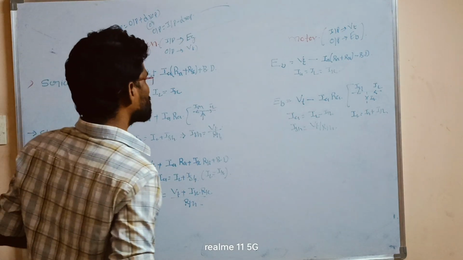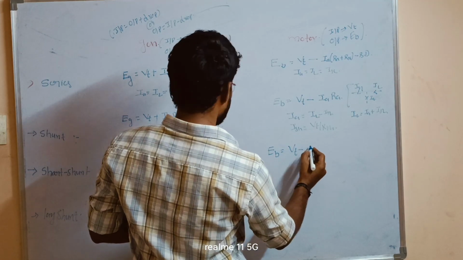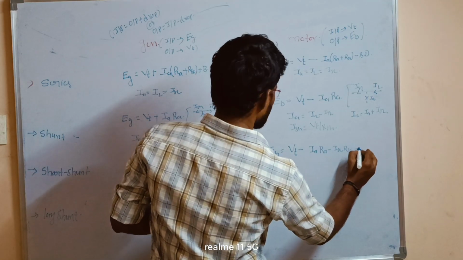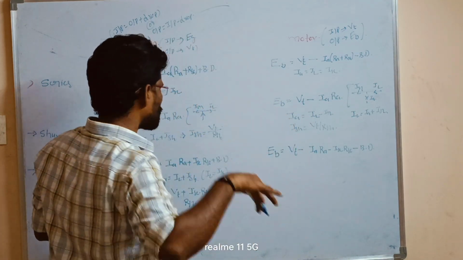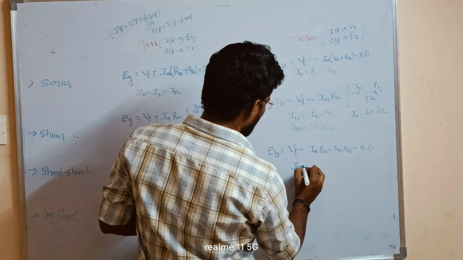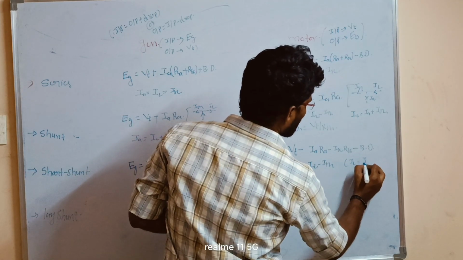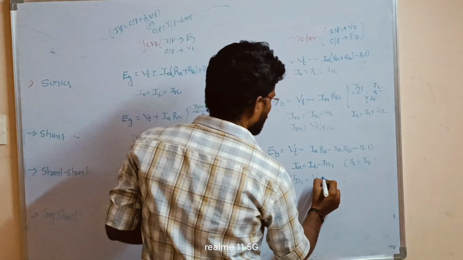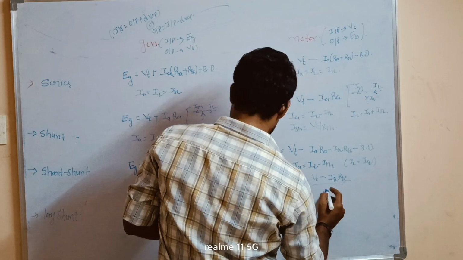Similarly, we can find the short shunt motor. EB is equal to VT minus IA RA minus ISC RSC minus brush drop. Here also the directions are the same, so IA is equal to IL minus ISH. Here IL is equal to ISC. So ISH is equal to VT minus ISC RSC by RSH.